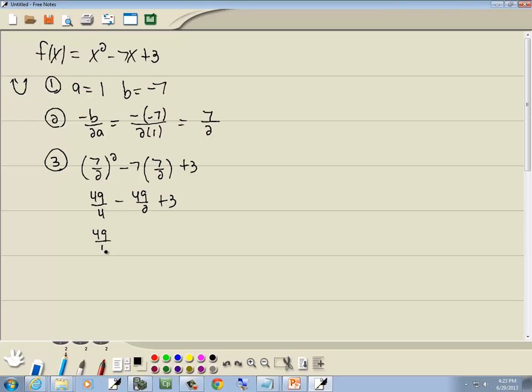I want to get a common denominator of 4, so I multiply top and bottom by 2 here and we get 98 over 4 plus, and 3 we write as 12 over 4. Well, that gives us negative 49 over 4 plus 12, which is negative 37 over 4. And we already said it's a min, so the min is negative 37 over 4.